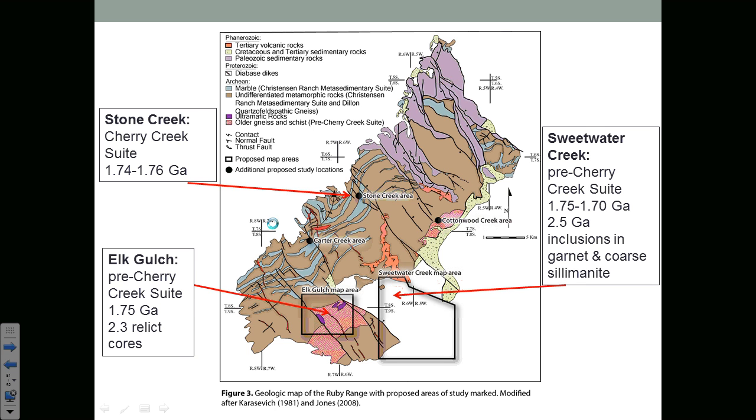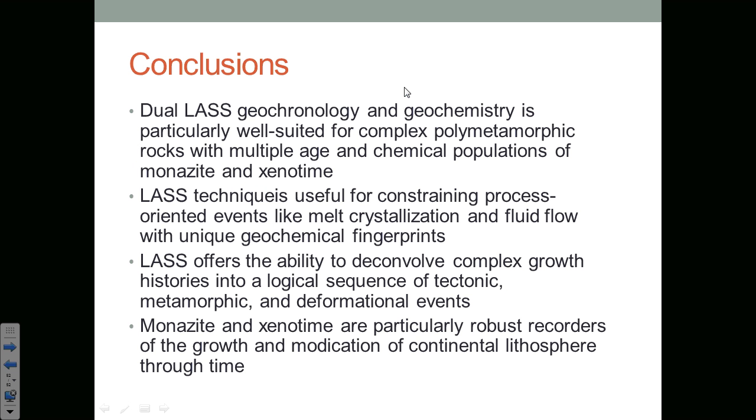Okay, so with that, I'll just wrap things up, and hopefully I've shown you that this method that we're using really lets us get at these complex histories where we have multiple metamorphic events that have affected the rocks, and we can nail down processes like melt crystallization, fluid flow, with the geochemical fingerprinting of those events, and we can deconvolve the Clearwater areas as a poster child for this technique, because if you tried to use conventional techniques on it, you would just end up with a bunch of discordant data that you didn't know what to do with. And so we've really been able to actually deconvolve that into a logical sequence.